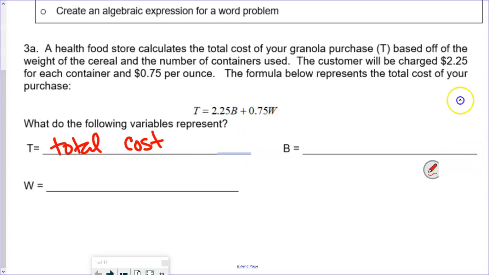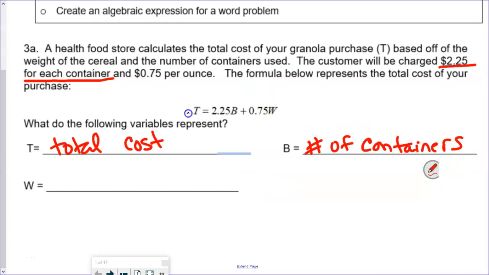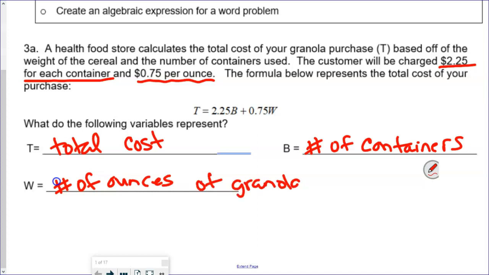And then this next part is where I want you to be careful, because the $2.25 is what you're being charged for each container. So remember, the variable B represents what you don't know about that situation. So we know it costs $2.25, but what we don't know is the number of containers. And then W is going to represent something that goes along with your 0.75. So if you keep reading, it says 0.75 per ounce of, what are we buying here, granola? So you know it's 75 cents per ounce, but what you don't know, and you can either say the number of ounces of granola, or you can say the weight of the granola in ounces. They both mean the same thing.